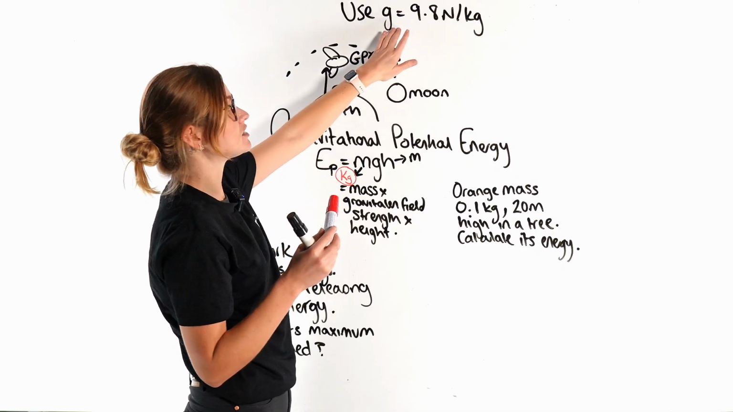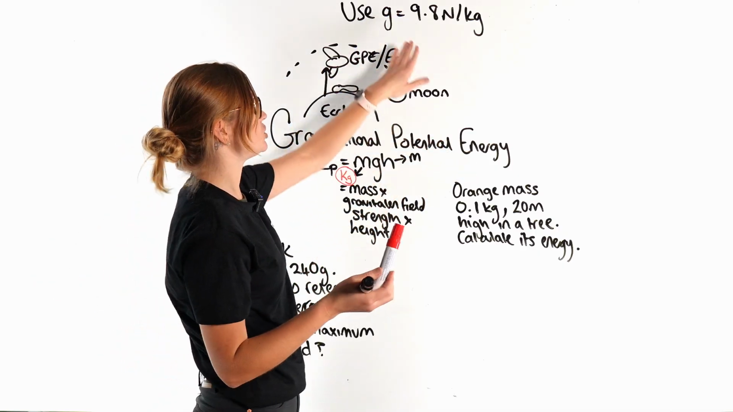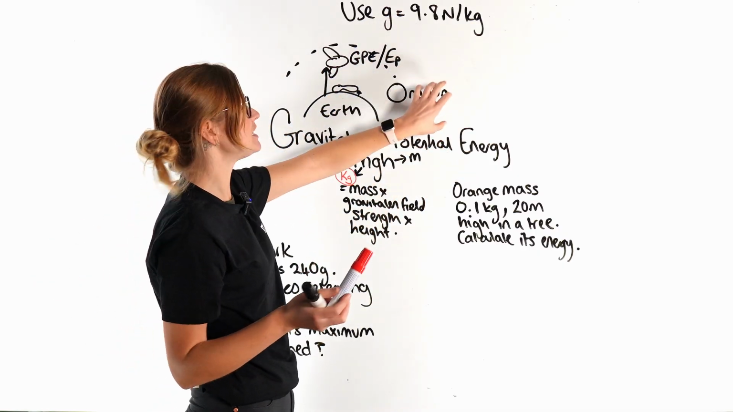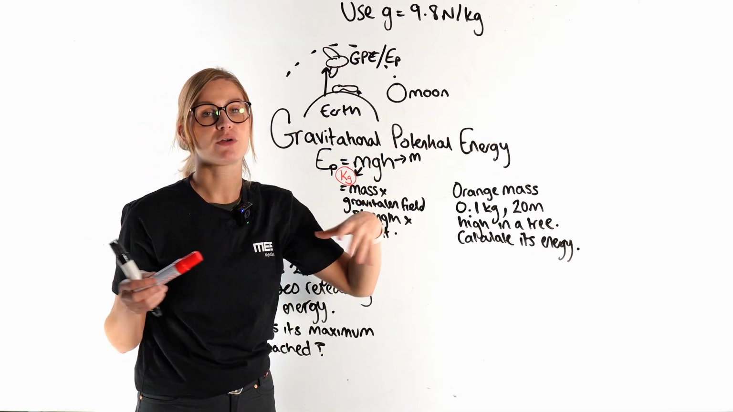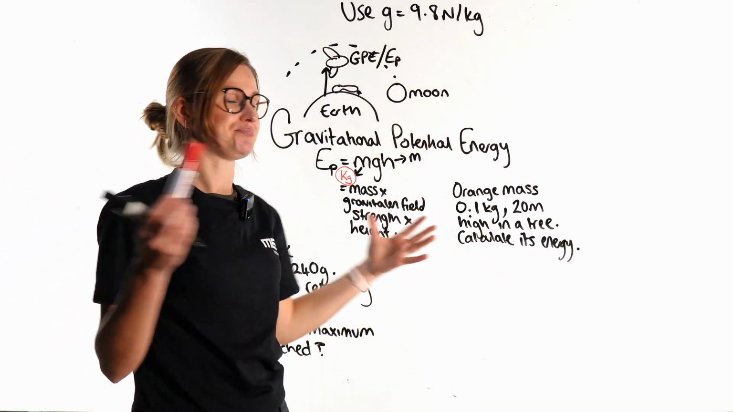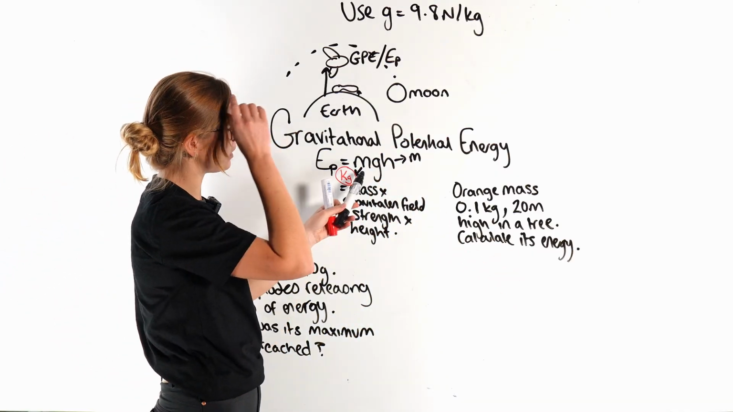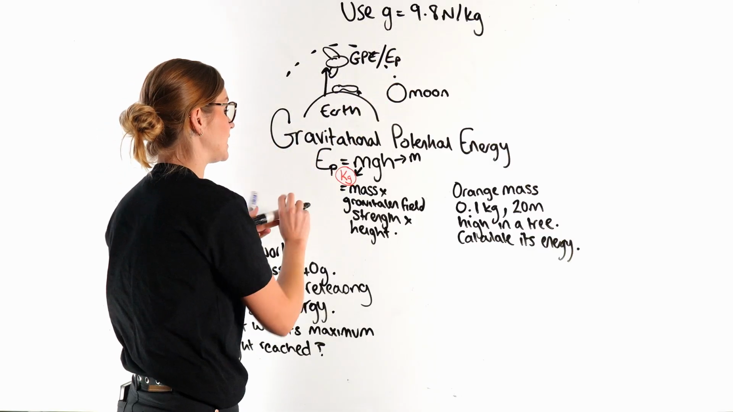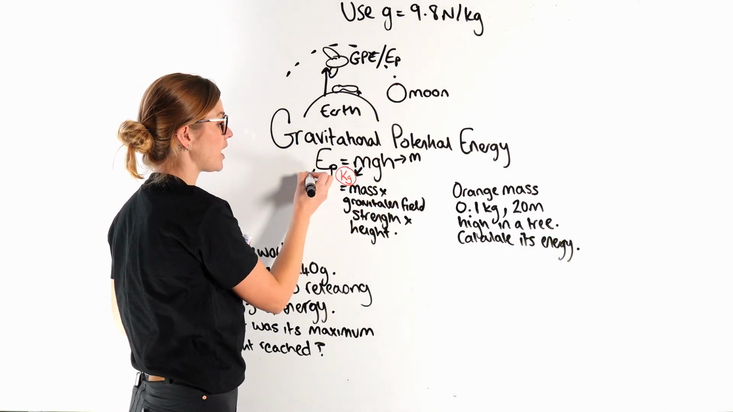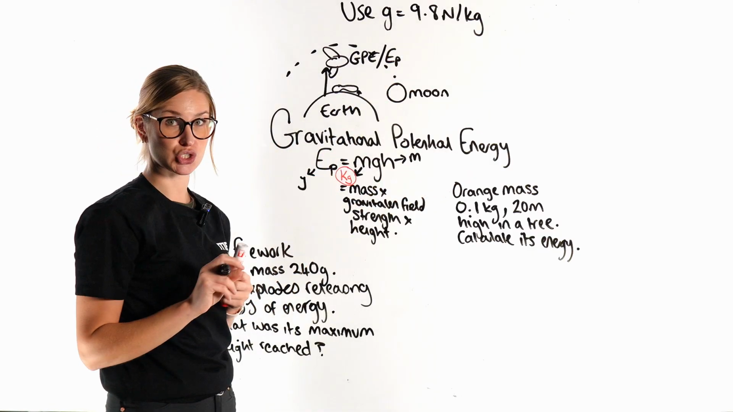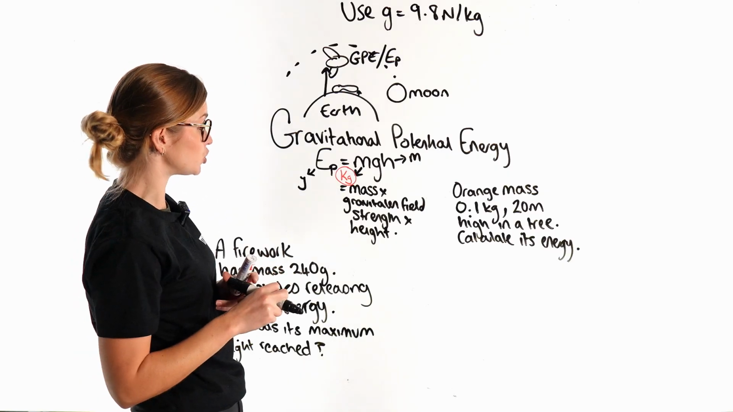So g just tells us about what planet we're on. So again, g for the Earth is 9.8. It'll be a different number for the moon, and it'll be a different number for a planet like Jupiter, which is really big. So again, we know that it'll always tell us which number to use. And E, like we said, is for energy, and we know energy is always measured in joules.